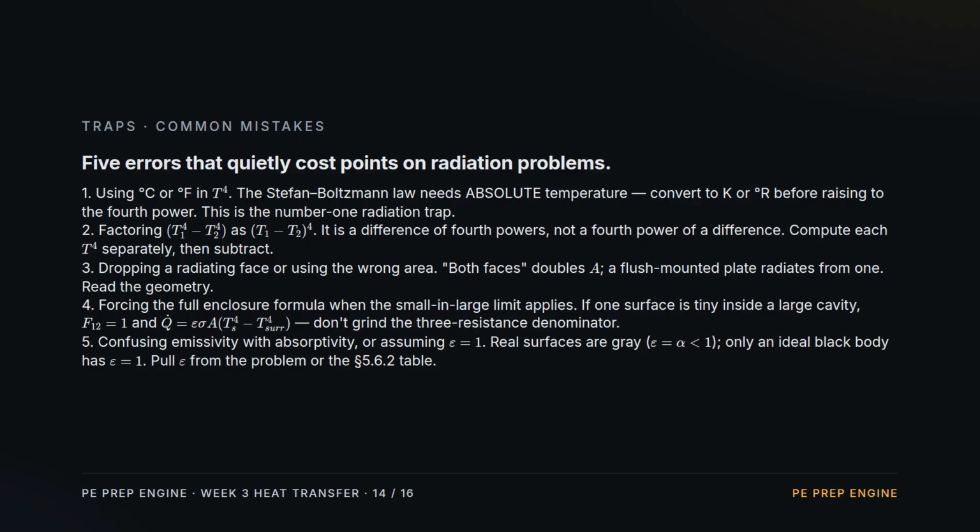3. Dropping a radiating face or wrong area. Both faces doubles the area. A flush-mounted plate radiates from 1. 4. Forcing the full enclosure formula when small and large applies. A tiny surface in a large cavity has view factor 1, and the rate is just epsilon sigma A times the difference of fourth powers. 5. Confusing emissivity with absorptivity, or assuming it's 1. Real surfaces are gray, emissivity below 1. Only a black body has emissivity 1.